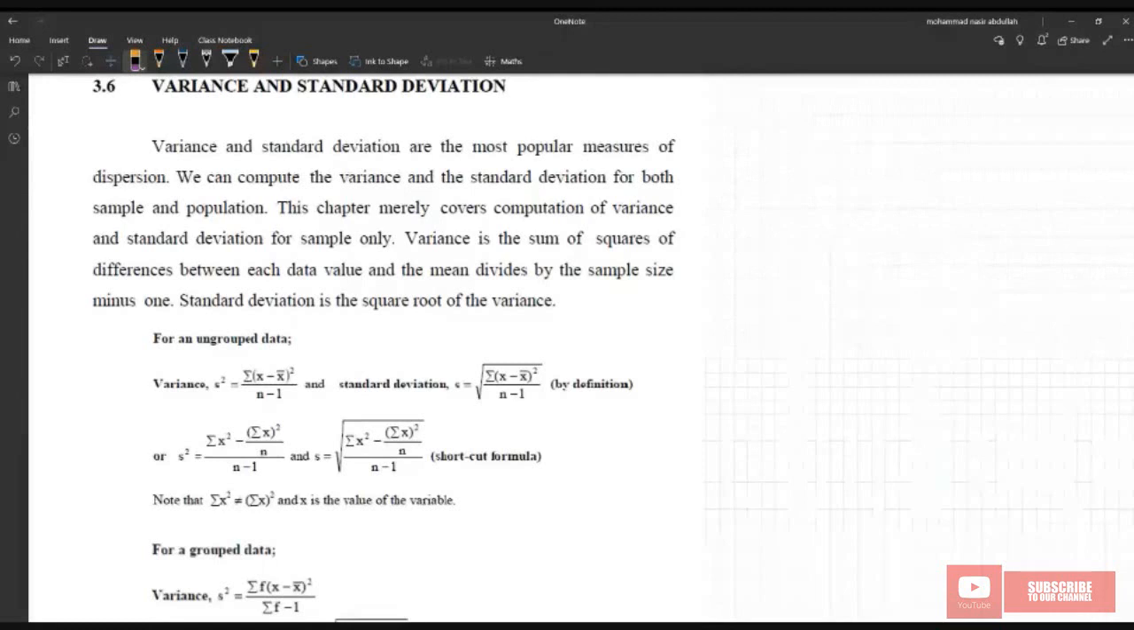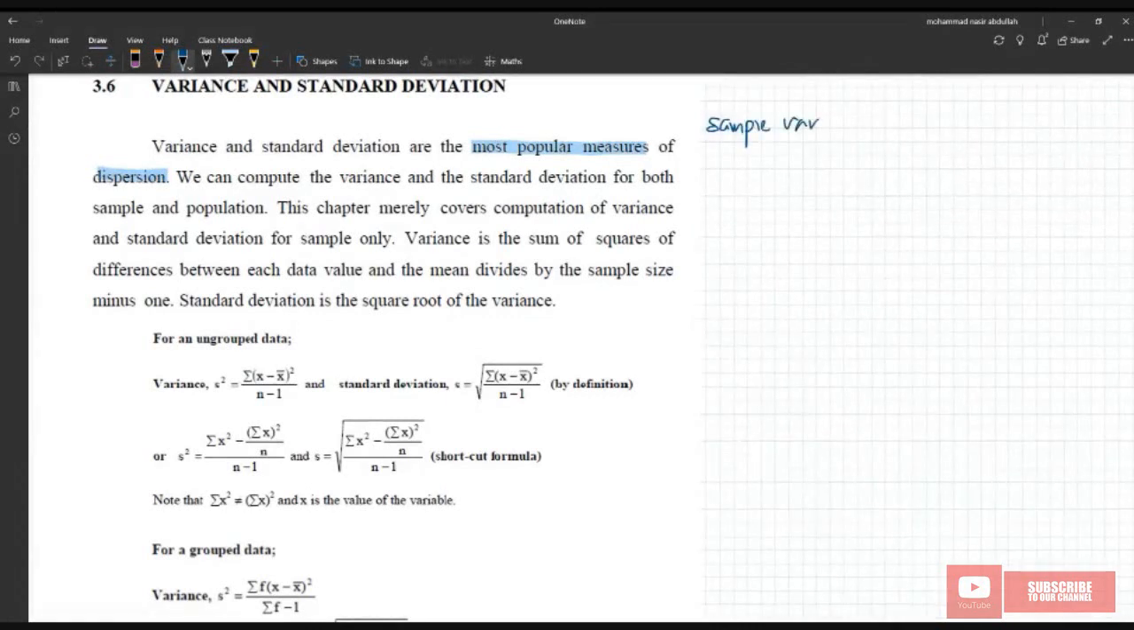So today we're going to continue on the next topic on the measure of dispersion, which is variance and standard deviation. Basically, variance and standard deviation are the most popular measures of dispersion, right? The symbol for sample variance is S squared. For population variance, it is sigma squared. The value of standard deviation is actually the square root of variance.